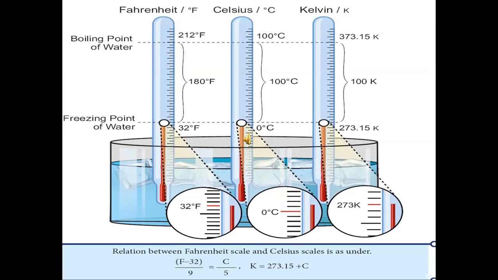Relation between Fahrenheit scale and Celsius scales is as under: (F minus 32) by 9 equal to C by 5, and K equal to 273.15 plus C. Already we know that very well.